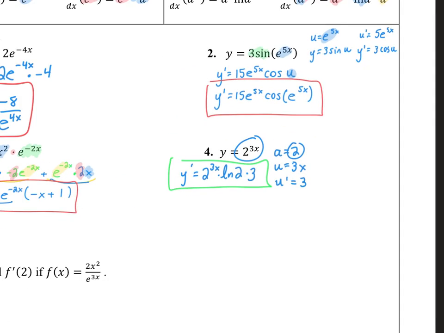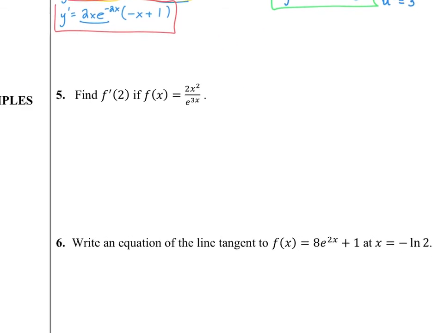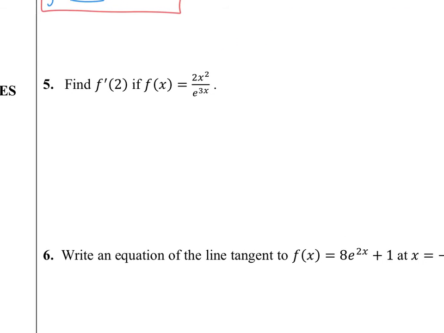Question 5 is going to have a quotient rule, because I see f of x is defined as a quotient. And after I find f prime, I'm going to have to substitute in a 2. So I'm going to evaluate it at an x value of 2. So let me start by finding f prime of x using the quotient rule.